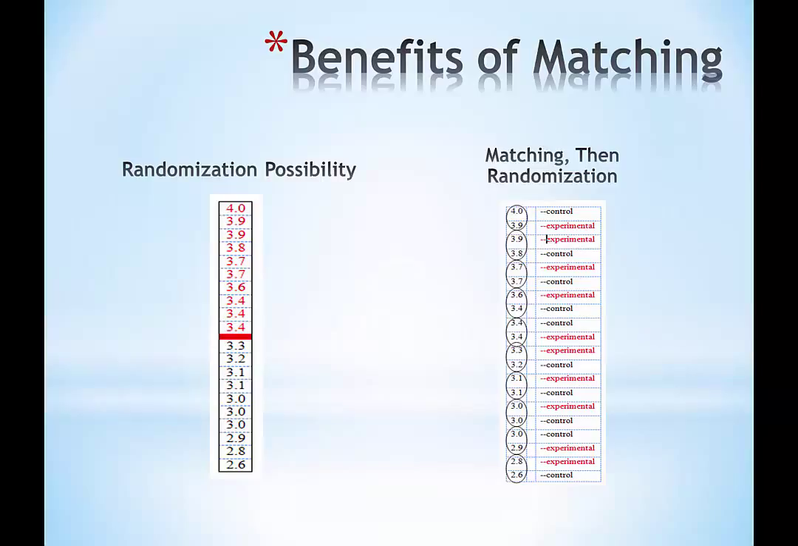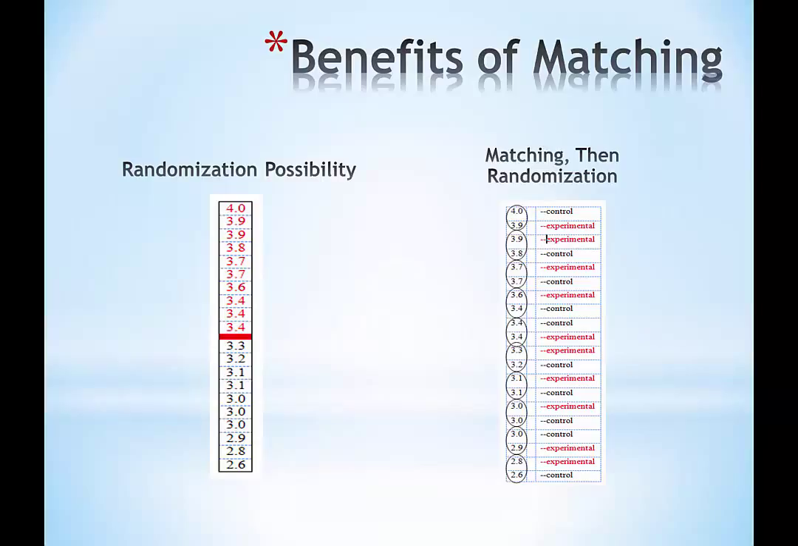That's my matched pair. I flipped a coin. Heads, you're in the experimental group. Tails, you're in the control group. So notice, by the way, I'm matching first, and then I'm randomizing. And the notion here is that each person, for true randomization, should have an equal chance of getting into either the treatment group or the control group, the experimental group or the control group.